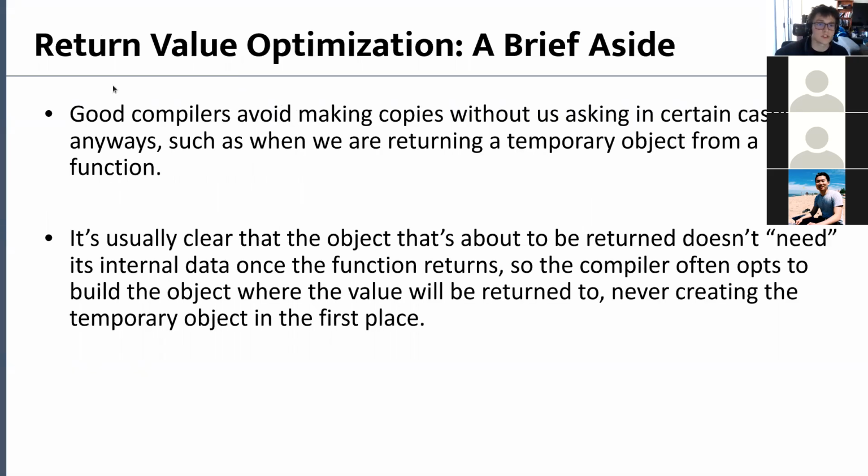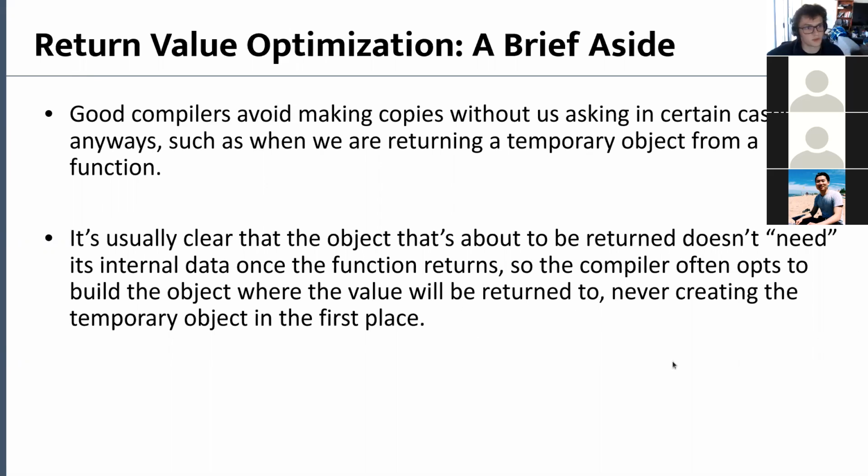So this is the brief aside where we already kind of got into this, but good compilers avoid making the copies without us asking them to in certain cases, such as when we're returning a temporary object from a function. So in our create big vector function before, we already discussed this, but that local variable big vec is never actually created. We just create the vector in the returned spot. And that allows us to avoid making that copy. And it's usually clear that this data that's about to be returned doesn't need its internal data once the function returns, so they can just build it where the value is returned to, never creating the temporary object in the first place.